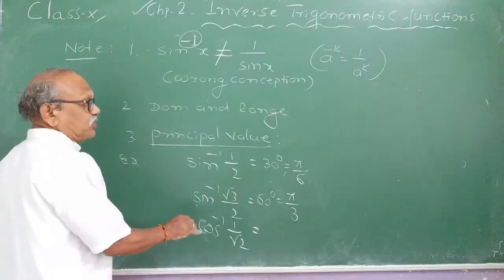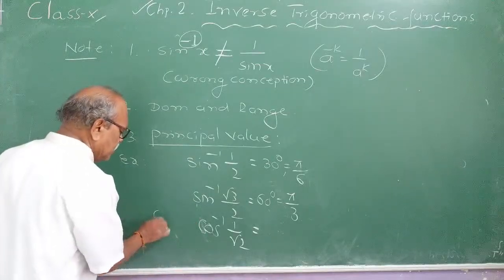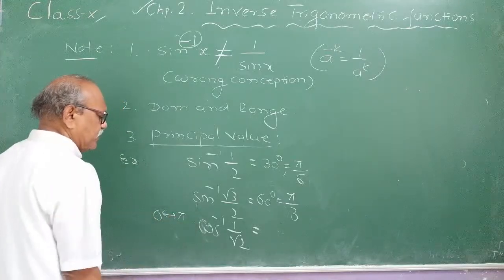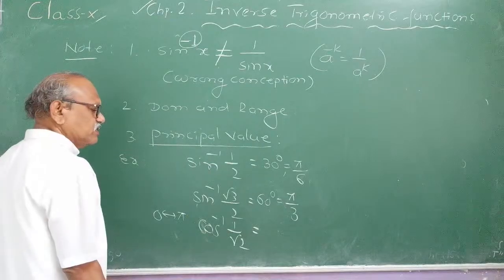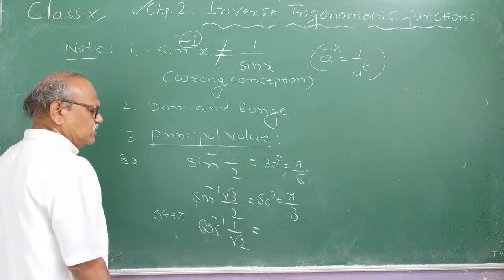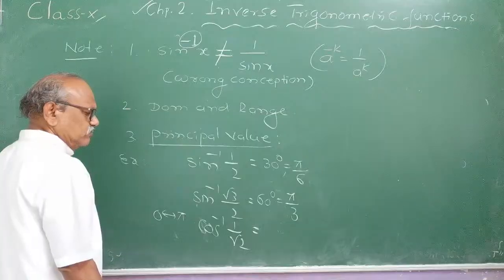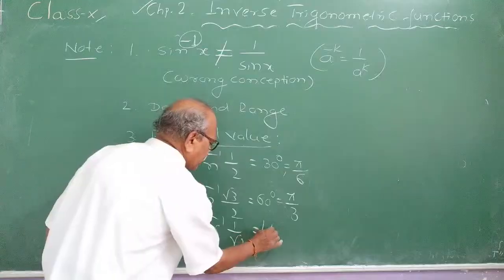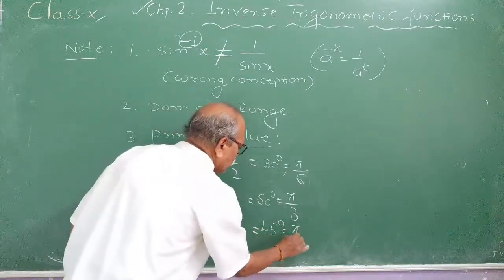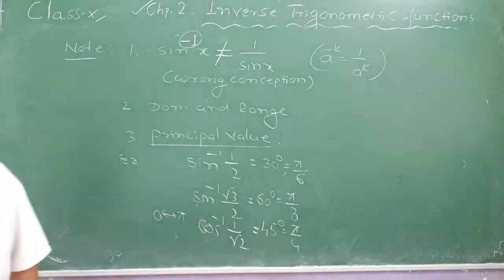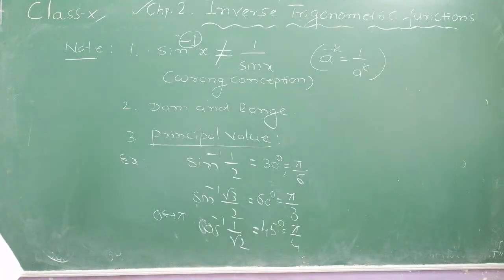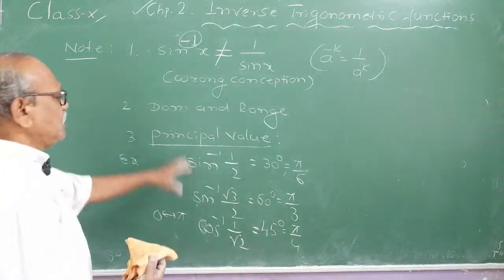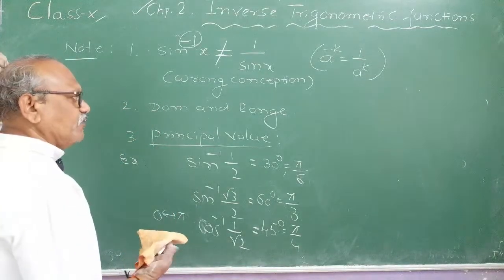In the restriction of the domain and codomain, where it ranges from 0 to pi, you can take the values cos 0 to cos pi. Cos inverse of 1 by root 2 is 45 degrees, which is equal to pi by 4. Like this, you must try to get the values.